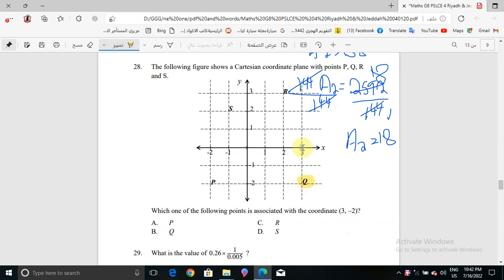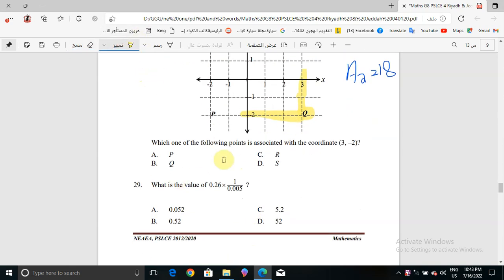And also 3 here, and negative 2 here. So that means Q is the correct answer for question number 28.